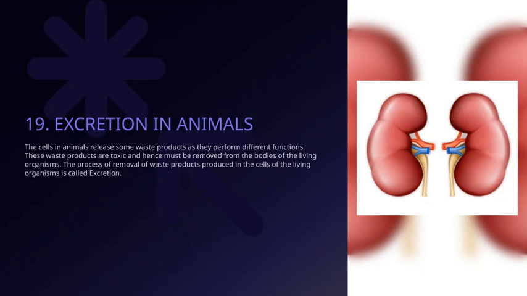Now, let's talk about excretion in animals. You see, the cells in animals perform many different functions to keep the organism alive and healthy. During these processes, they produce waste products. These waste products can be toxic if they stay inside the body, so it's really important that they are removed efficiently. The process by which animals get rid of these waste products is called excretion.